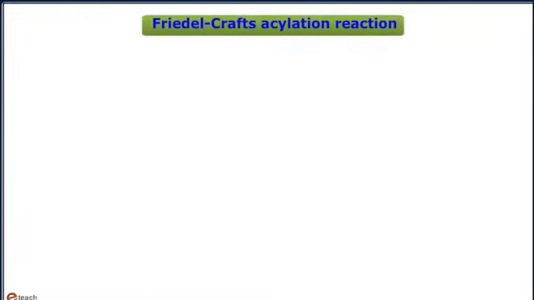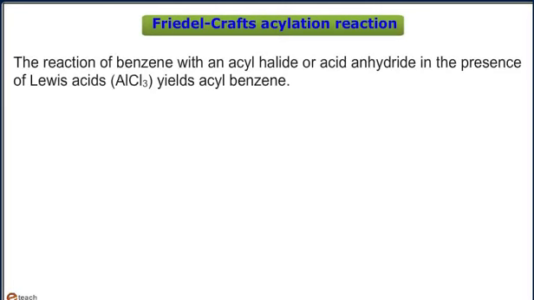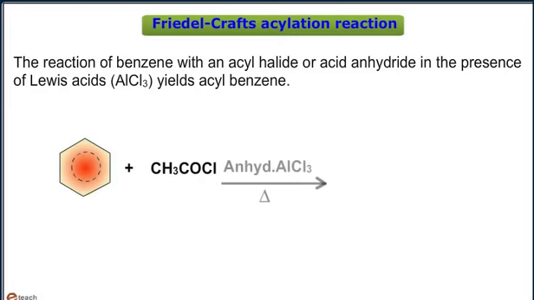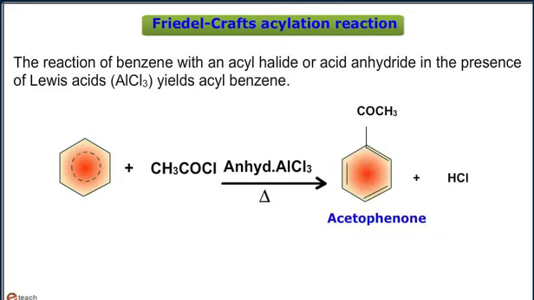Friedel-Crafts acylation. The reaction of benzene with an acyl halide or acid anhydride in the presence of Lewis acid yields acylbenzene. Consider a reaction C6H6 plus CH3COCl in presence of anhydrous AlCl3 or on heating gives C6H5COCH3, that is acetophenone, plus HCl.